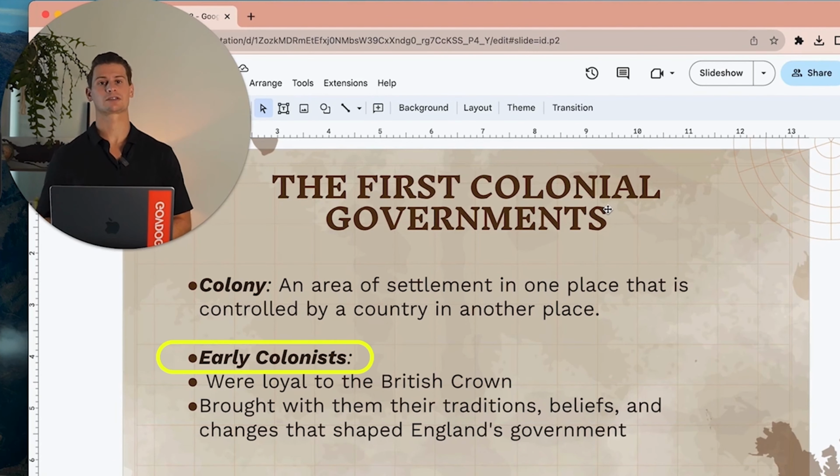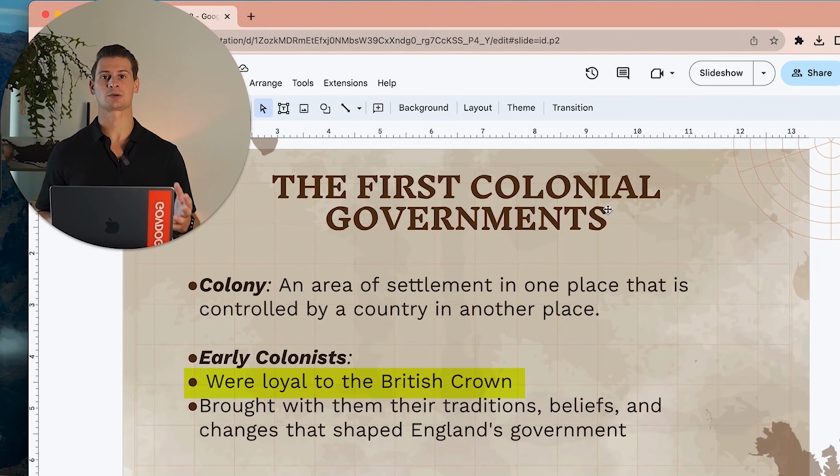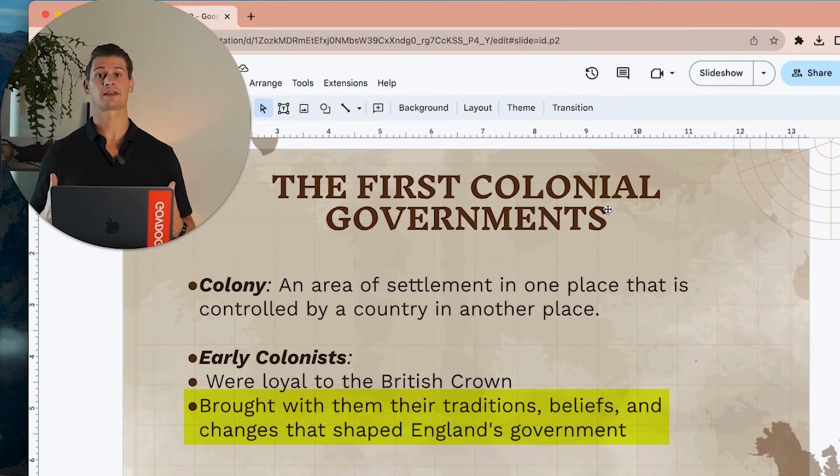So early colonists, people don't really remember this, but it's definitely an important fact to remember. Early colonists were loyal to Britain, right? They saw themselves as British. They had a British identity. So it wasn't like these people came over to the New World, into the new colonies, and automatically disassociated from the British crown. It's actually quite the opposite. They were loyal to Britain. So traditions, beliefs, other things that made them carry that British identity were still very, very present within the early colonies.